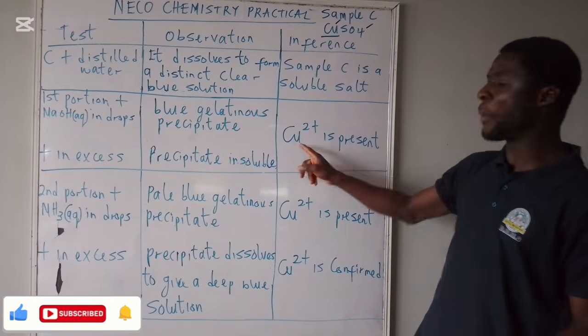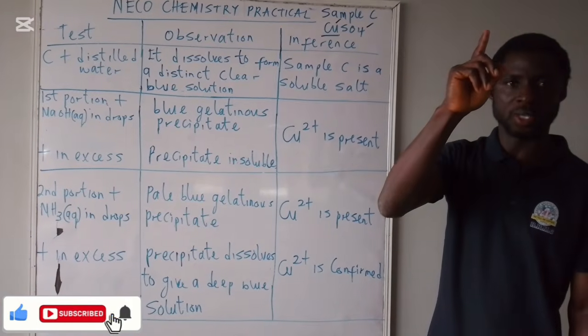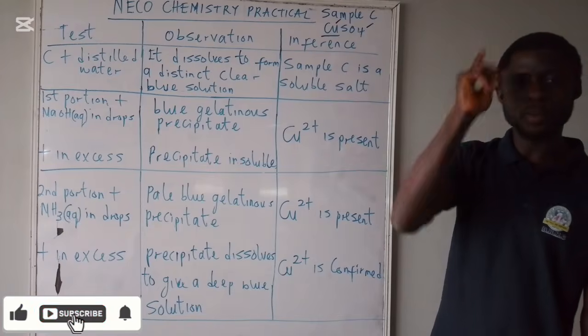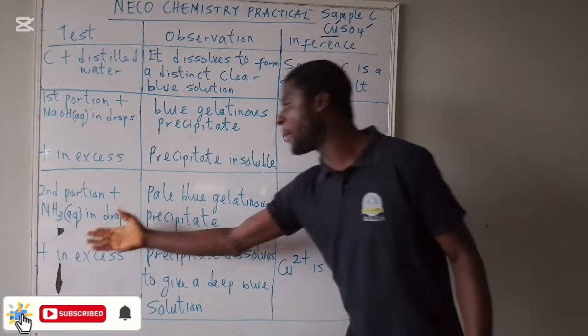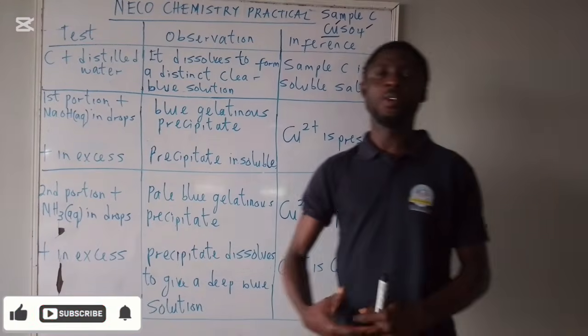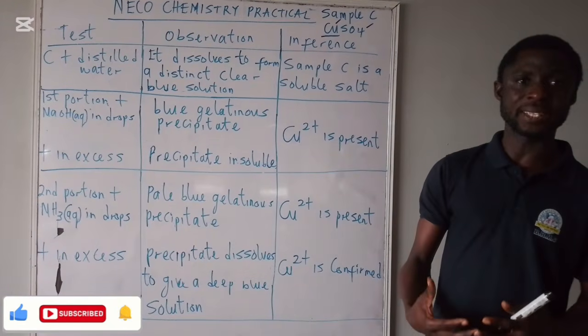And note that it's only copper that gives us blue coloration out of the cations. Now, we use ammonia solution to confirm any cation that we are testing for.